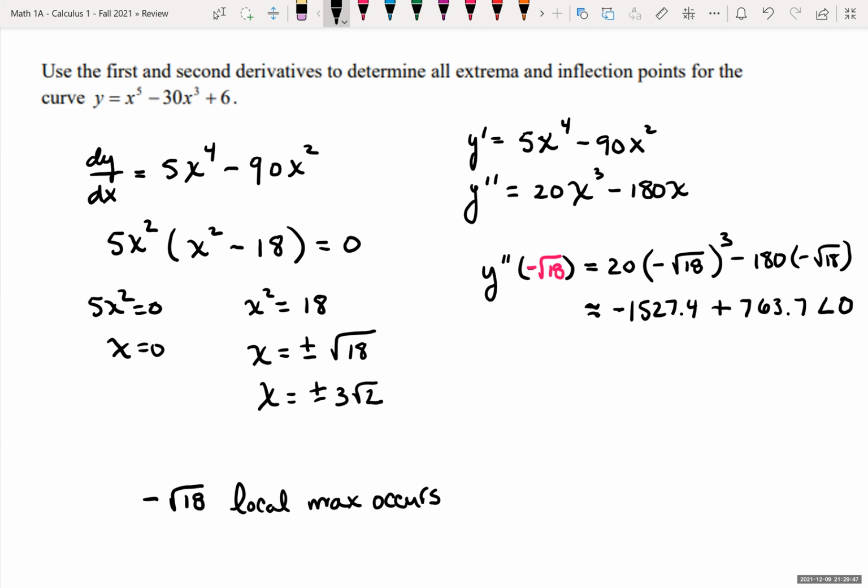And then we do the same thing and we plug in positive square root of 18. That's going to give us approximately positive 1,527.4 minus 763.7. I can see that that is definitely greater than 0. And so we know that at square root of 18 it's concave up, so a local min occurs.